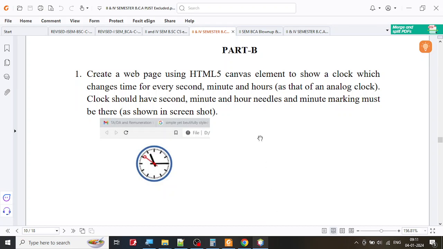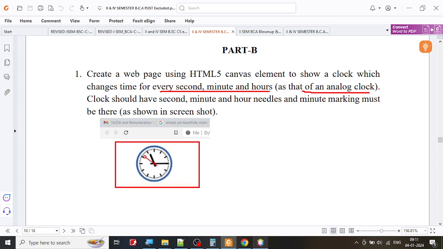Let us solve the exercise number 1 in the part B of CMA lab. In this exercise, we are supposed to create a web page using HTML5 canvas element. We are supposed to show a clock that changes the time as done by the analog clock. We have to show the second, minute, and hour pointers. And this is the sample image that they have given.